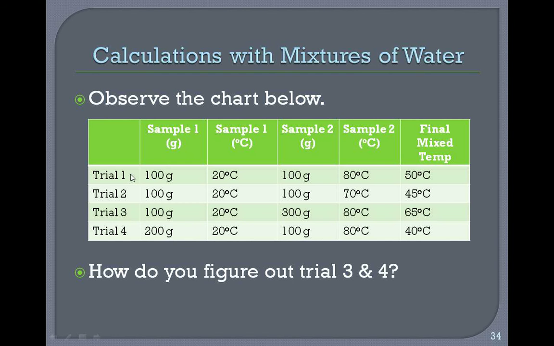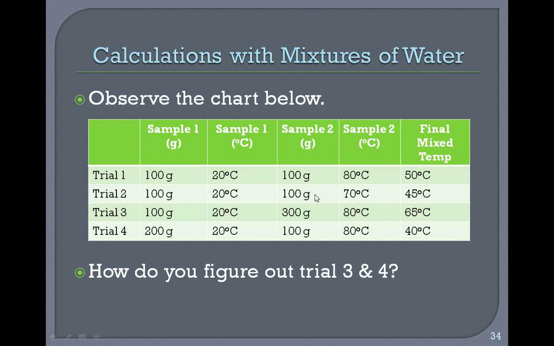So, calculations with mixtures of water. Here's a chart. If you did trial 1, you had 100 grams in one beaker and 100 grams in another beaker. The first beaker was at 20 degrees Celsius, and the other beaker is at 80 degrees Celsius. When you mixed it, the final temperature would be 50 degrees. Both masses are the same, so the temperature is going to meet in the middle between 80 and 20. So you go 20 plus 80 is 100, divided by 2, because there's 2 samples, is 50 degrees.